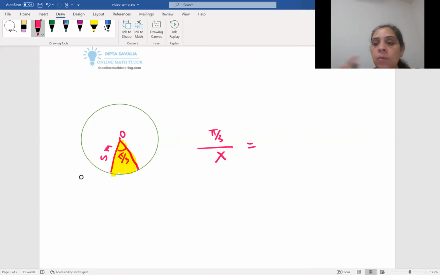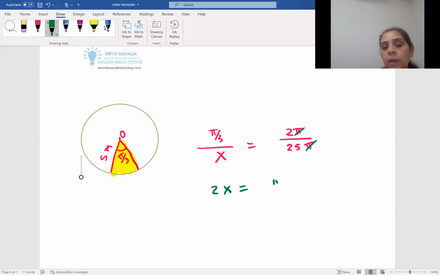Area of whole circle. Now I will take 2 pi or 360. We have given in radian, so I will take 2 pi. And area of circle is 5 square, is 25 pi. So right away I can cancel this pi and pi. And now we can do cross multiplication. So we can say 2x equal pi over 3 times 25. And now I can divide by 2. So 2 and 2 cancel. So now we cannot reduce anything, so we can say 25 pi over 6.